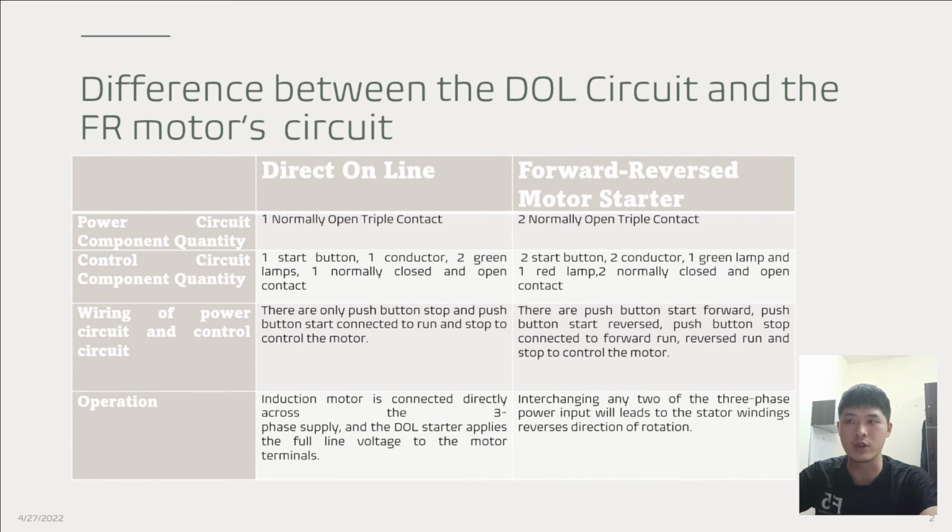For the operation of the DOL, the induction motor is connected directly across the three-phase supply, and the DOL applies the full line voltage to the motor terminals. While for the FR motor starter, any two of the three-phase power inputs are interchanged, which leads to the stator windings reversing the direction of rotation.